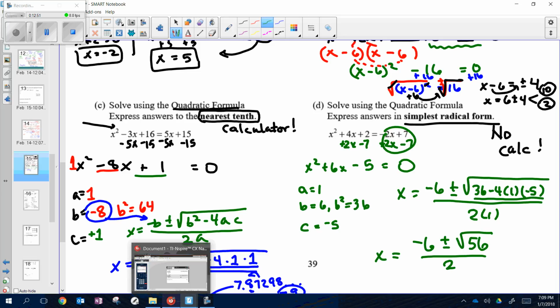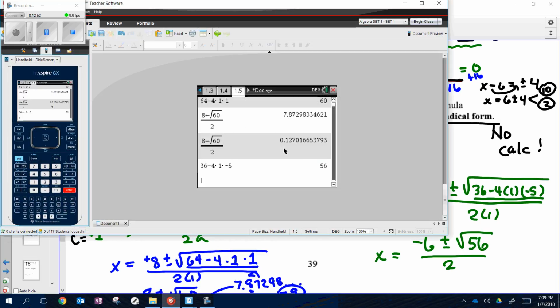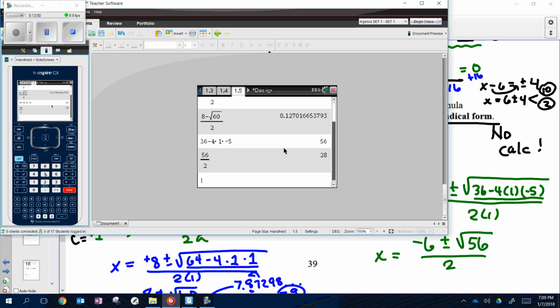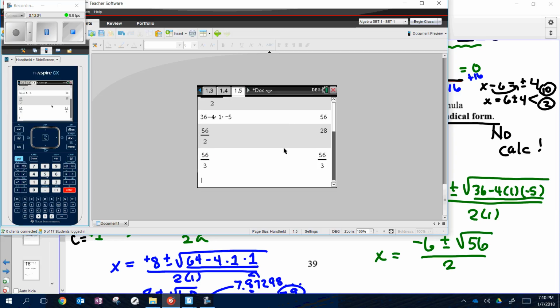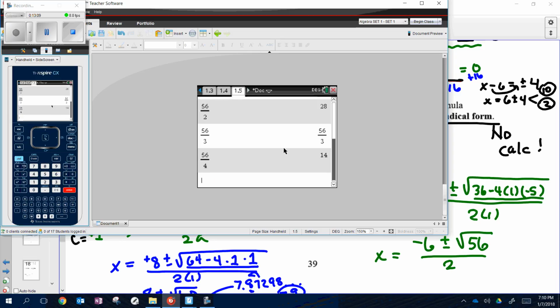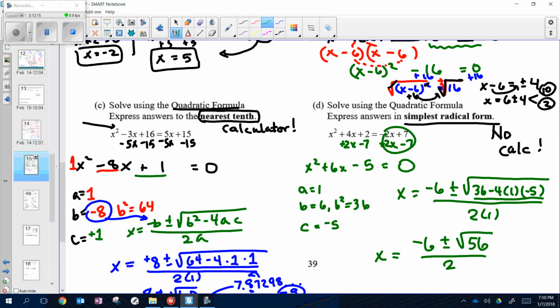Now I would go to my calculator and look at the square root of 56. So it's not a perfect square, but if I take 56 and start dividing, I did this in the notes the other day, by 2, nope, that's not a perfect square. By 3, that doesn't divide. 56 divided by 4 gives me a 14, and 14's only factors are 7s and 2s. I'm going to use 4 and 14.